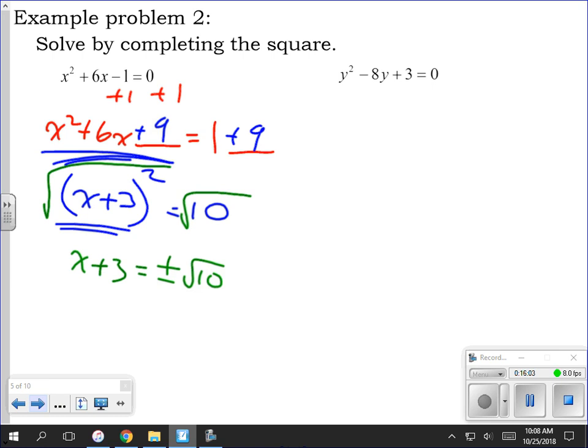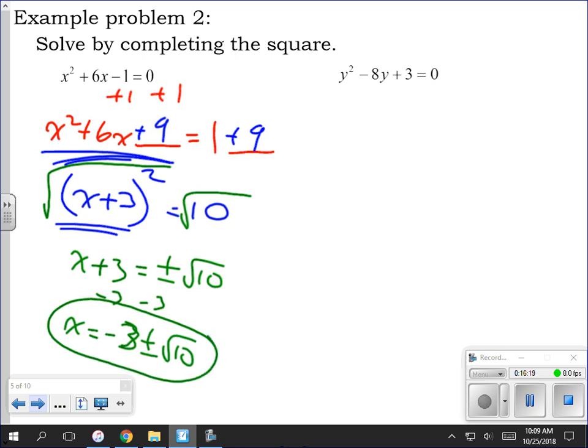Do I have x by itself? No. So what do I need to do now? I need to subtract 3 from both sides. Subtract 3, subtract 3. X equals -3 plus or minus the square root of 10. That's my answer. -3 plus or minus the square root of 10.